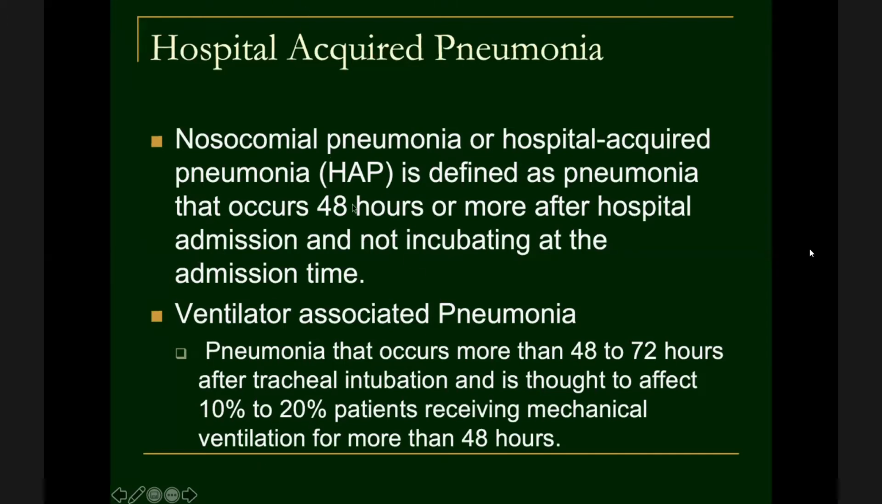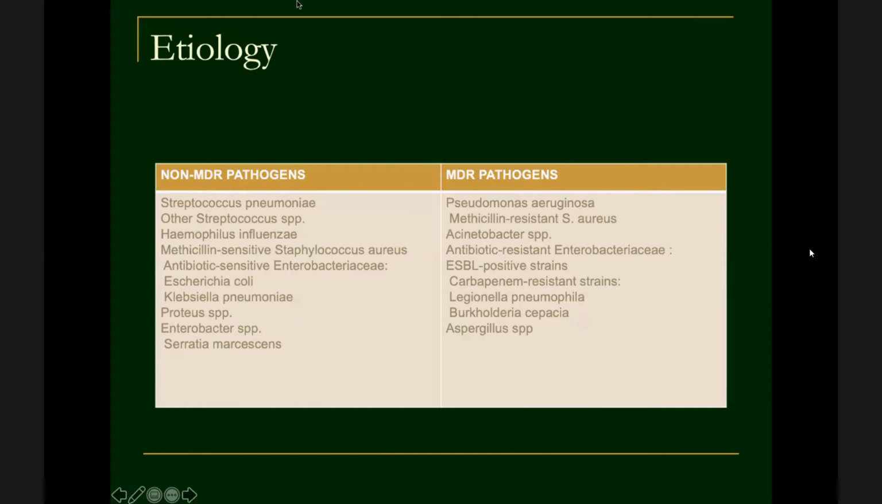So why is it important to know this? Because the organisms you are going to get in hospital-acquired pneumonia and ventilator-associated pneumonia are different from the organisms you get in community-acquired pneumonia. That's why we should know about the organisms and the treatment protocols.